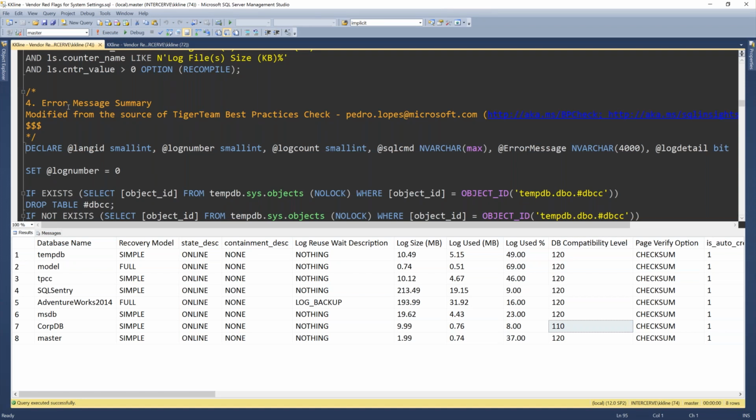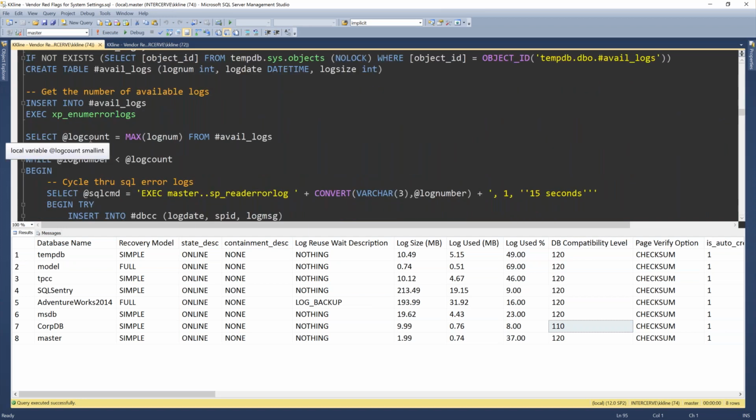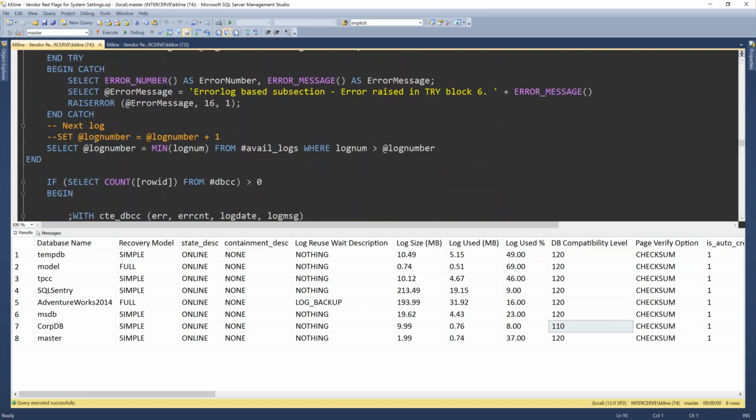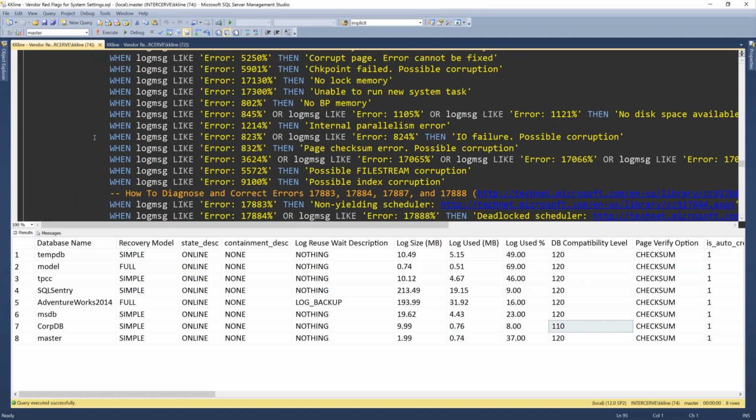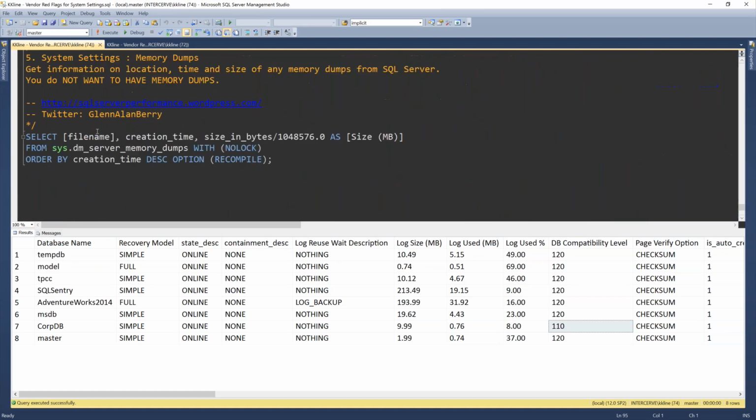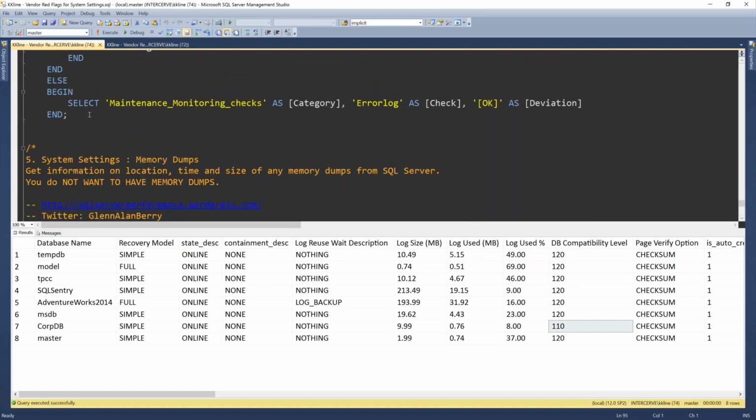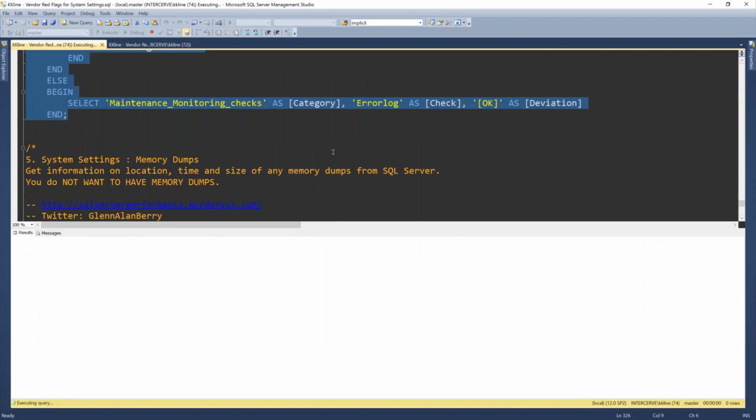All right, so here's another thing that a lot of people don't keep track of, which is how many error messages are coming out of this particular system? This is a big batch of code that comes from Pedro Lopez, who used to be on the SQL Server Cat team. And so let's take a look at this.